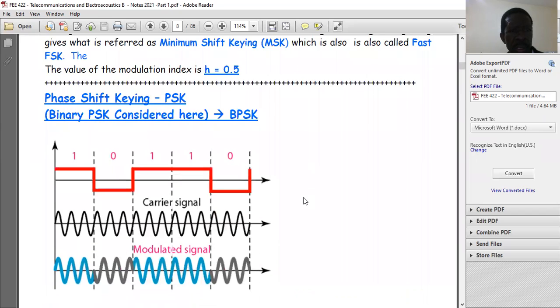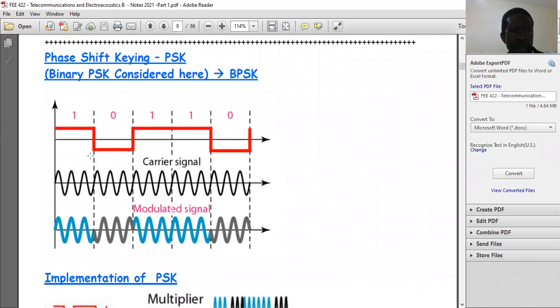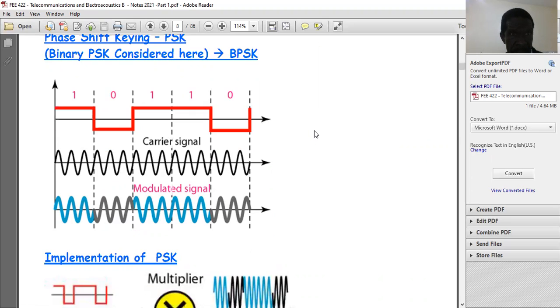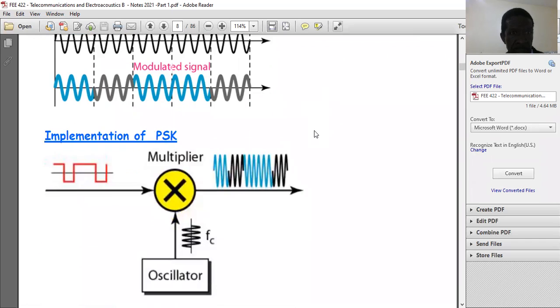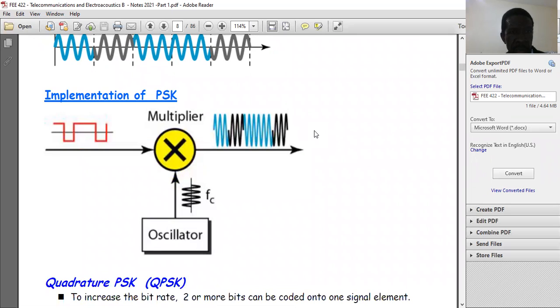So some more examples. Now in terms of the diagram, if you're having FSK, then this is the data, the carrier, and then the resulting modulated signal down here. The binary phase shift keying implementation is very similar to the one we had for FSK: incoming carrier, incoming data, oscillator, and then a multiplier.